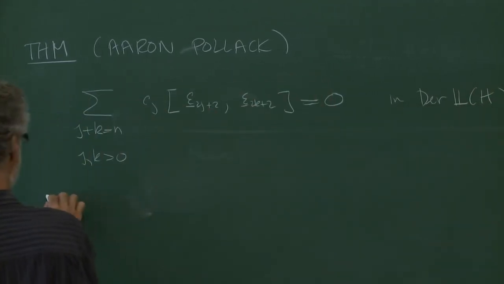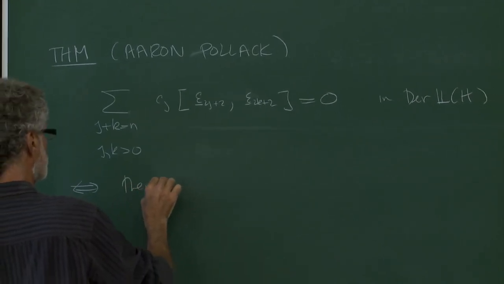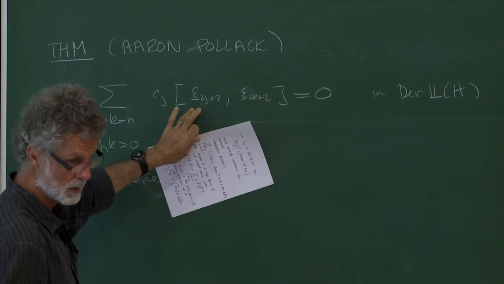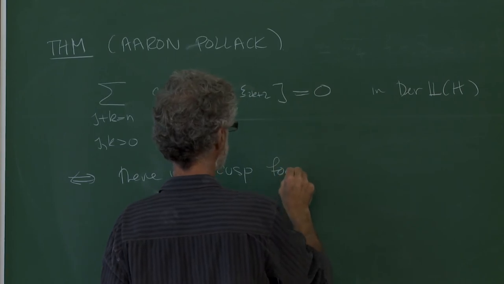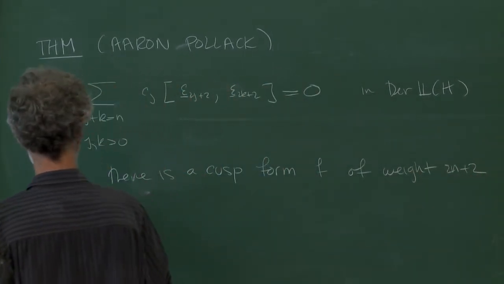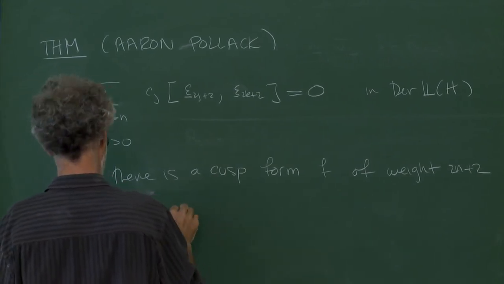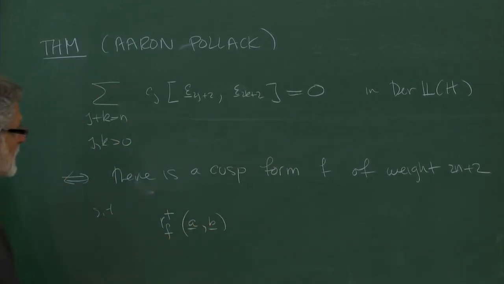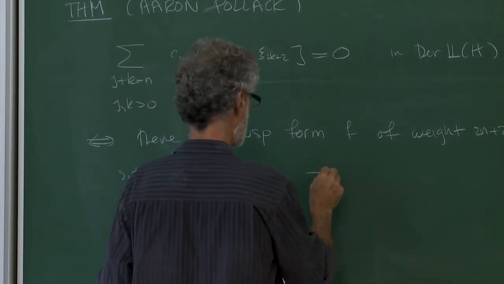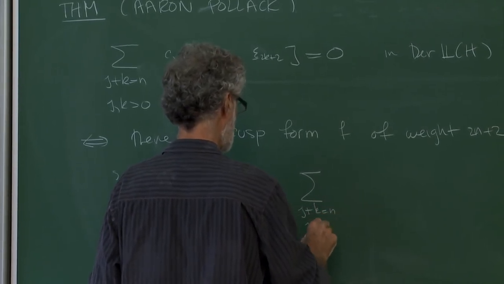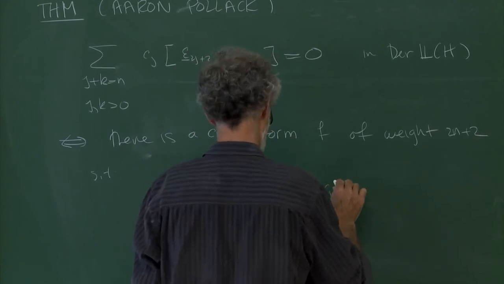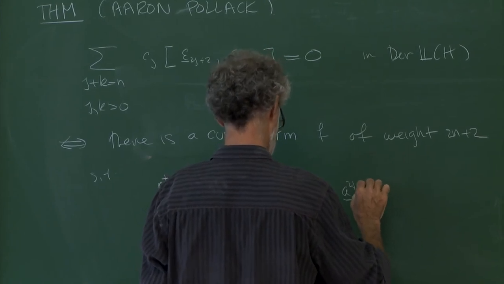if and only if there is a cusp form f of weight 2n plus 2, such that r_f^+ of (a, b), so I'm thinking of this as the modular symbol, and I always think of these things as having meaning. I'll write down the definition. This is the even part of the modular symbol of f, the sum over j plus k equals n, where j and k are greater than or equal to 0. So this doesn't have the highest order part. c_j a to the 2j b to the 2n minus j.